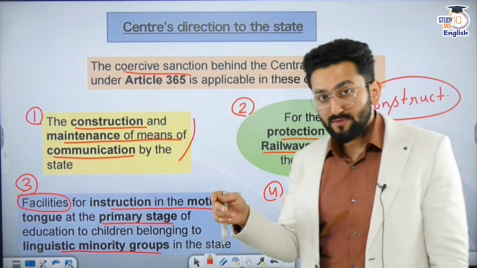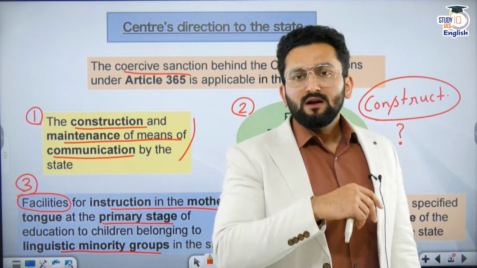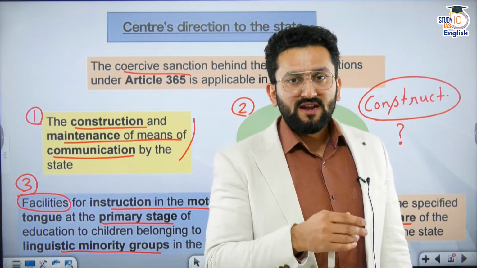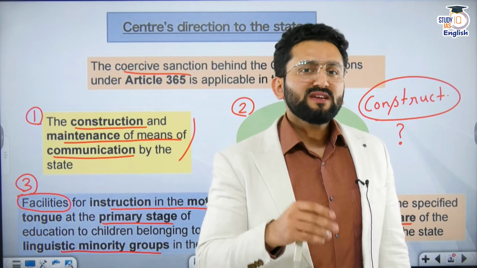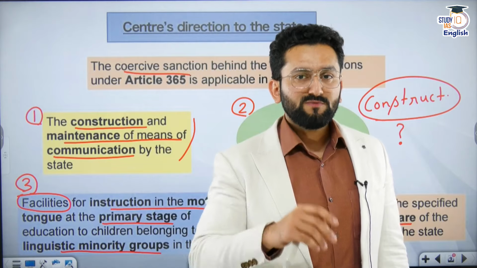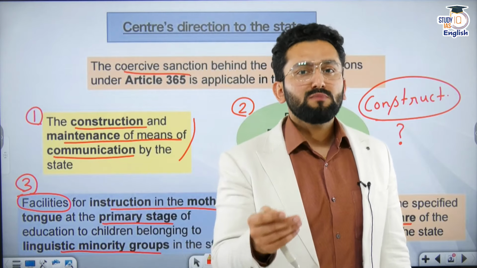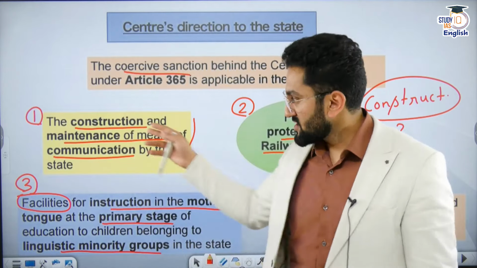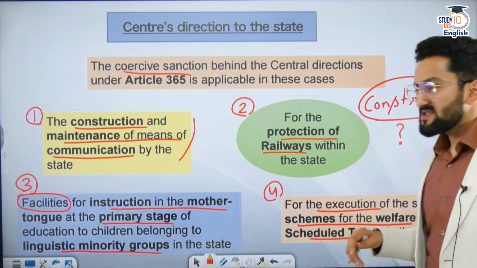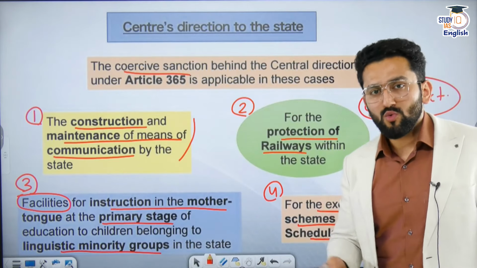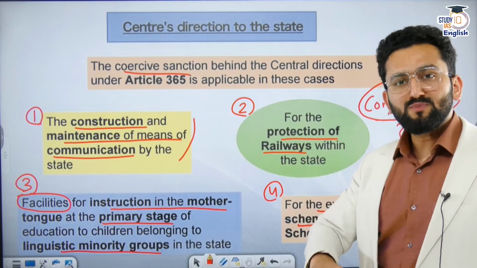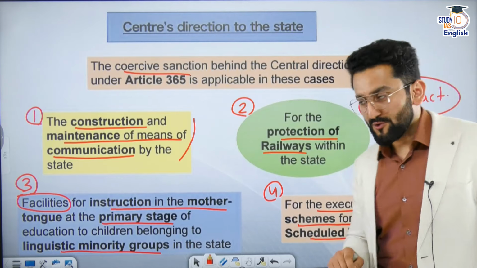If UPSC makes a statement that as per Article 365, the necessary direction to the state can be given with respect to means of communication only for maintenance, then no, it's for construction and maintenance, because the devil is in the detail. You never know at what deeper level UPSC plays with you.